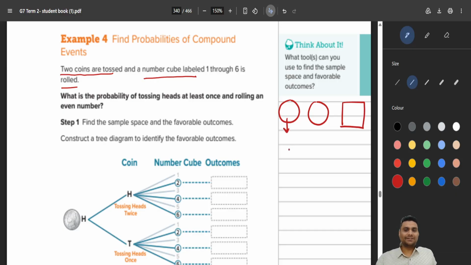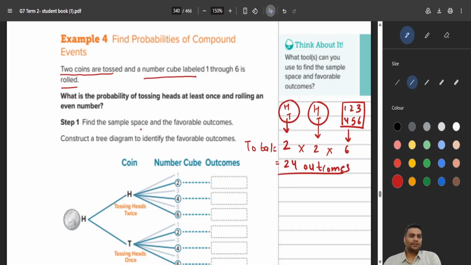Coin has how many sides? Two sides, meaning two possible outcomes, heads or tails, correct? Second coin again heads or tails, so two possible outcomes. Number cube, six numbers, 1, 2, 3, 4, 5, 6. So six possible outcomes. How will you find the total outcomes? Simply, I told you, multiply them. 2 times 2, 4, 4 times 6, 24. So I can get 24 different outcomes here, right?